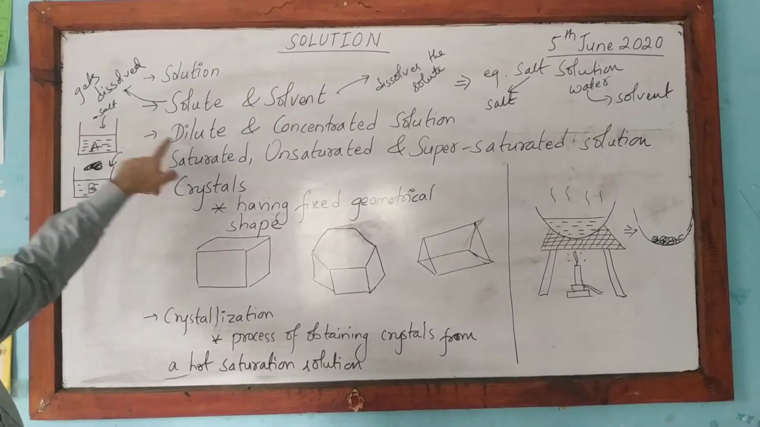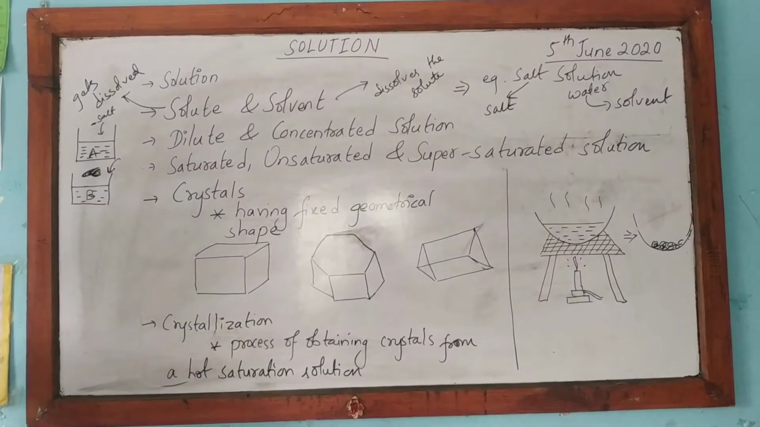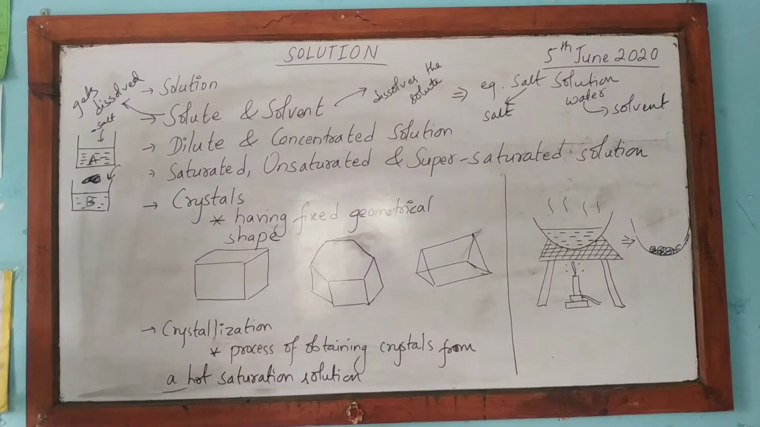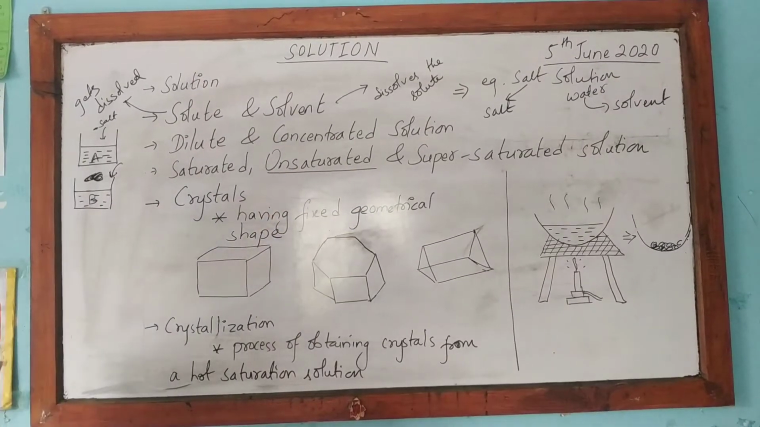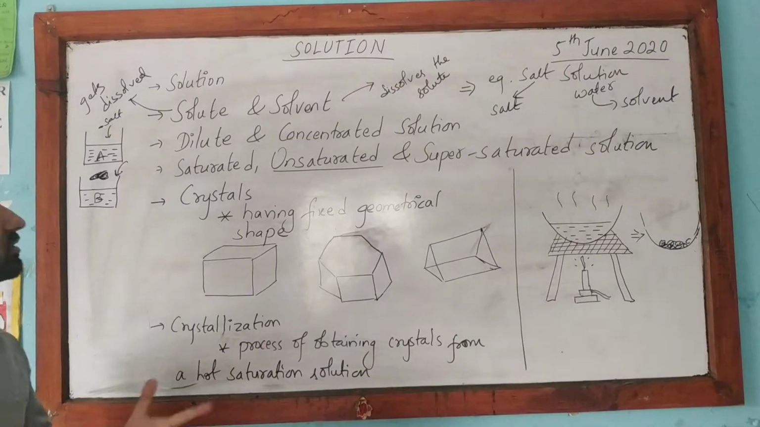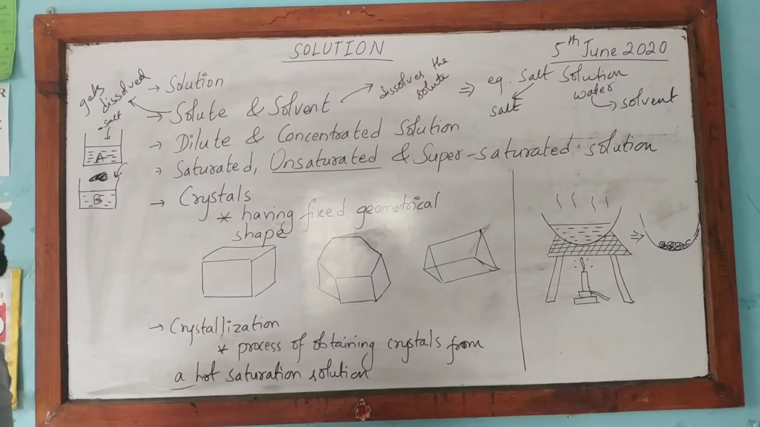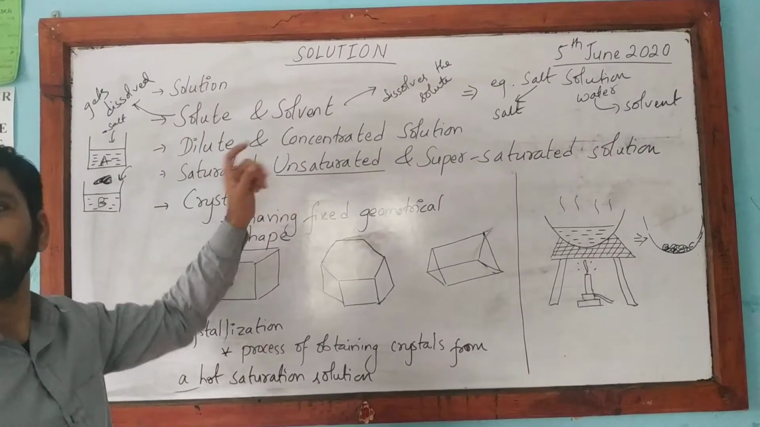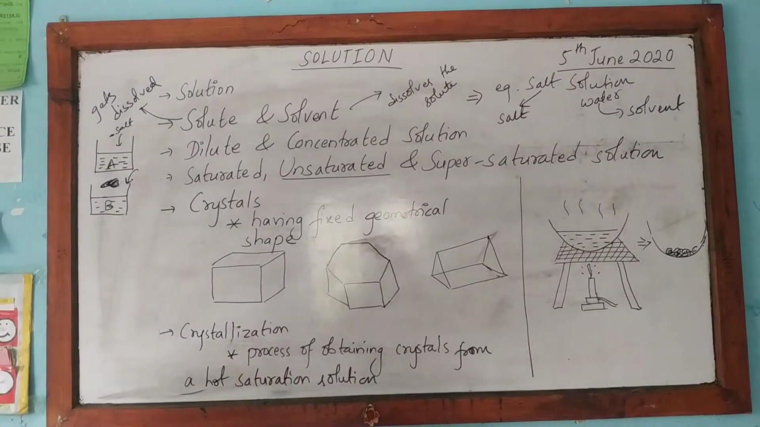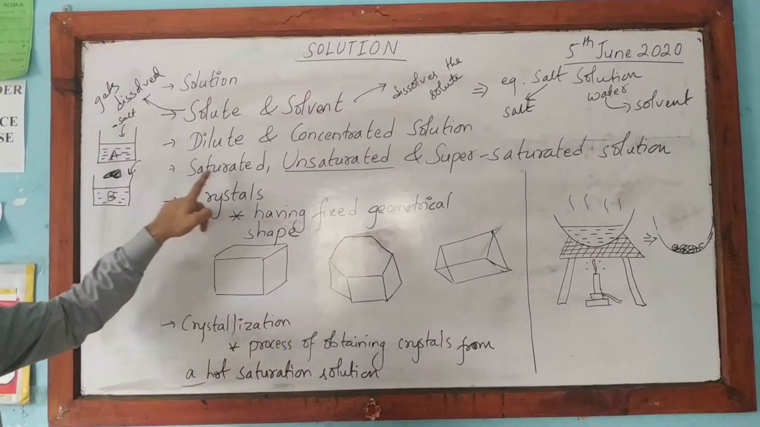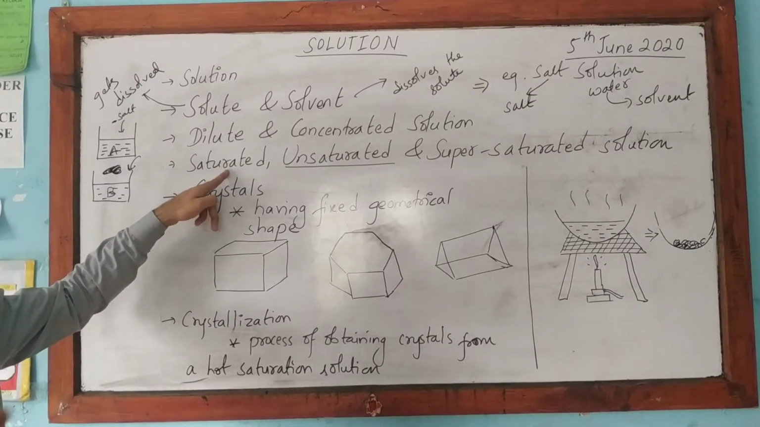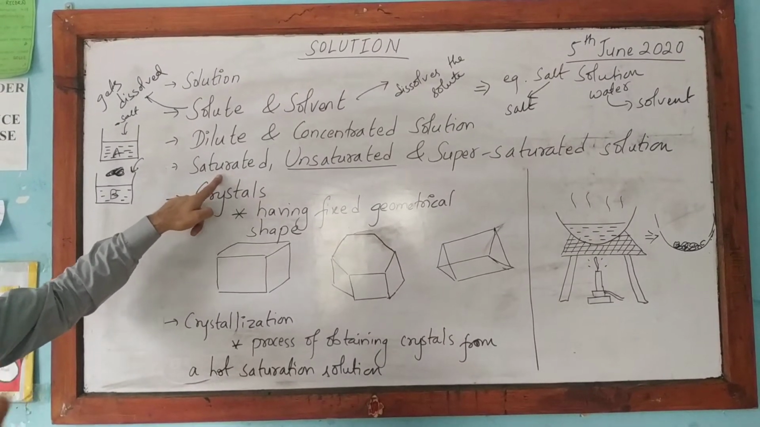That means the solution which contains the higher amount of solute is concentrated, and the solution which contains the lower amount of solute is dilute. Now, saturated, unsaturated and supersaturated. First we move on to the unsaturated solution, the solution that can dissolve more solute. That means the solution that is hungry, it asks for more solute: I can dissolve you, come on, give me some more solute. Then the next type, saturated, doesn't want any more solute.